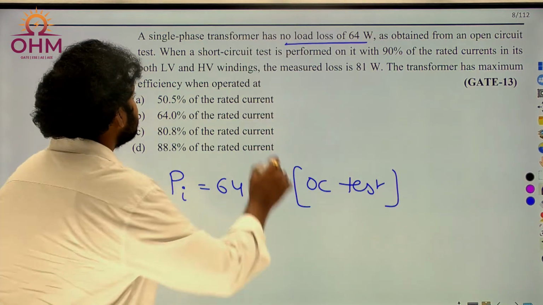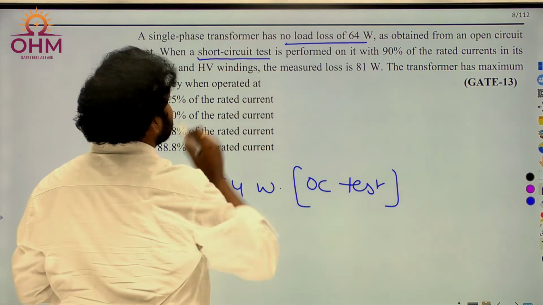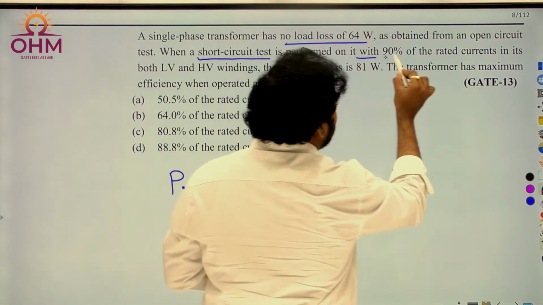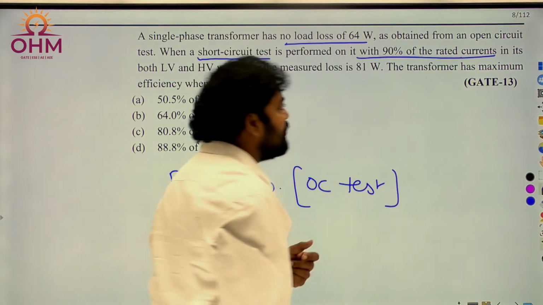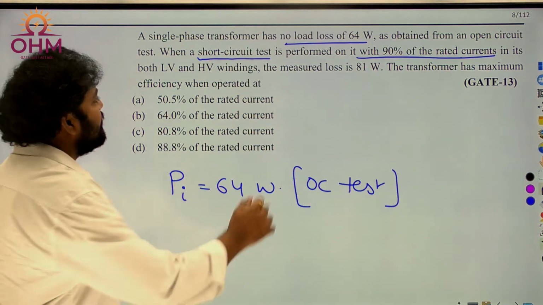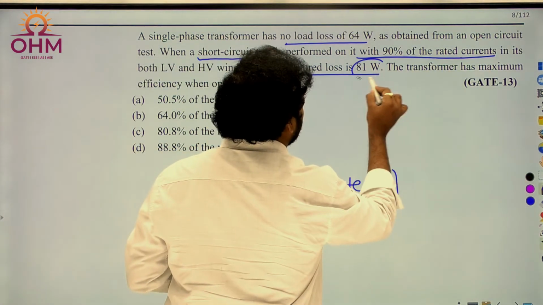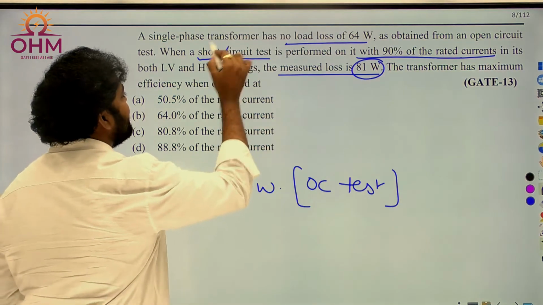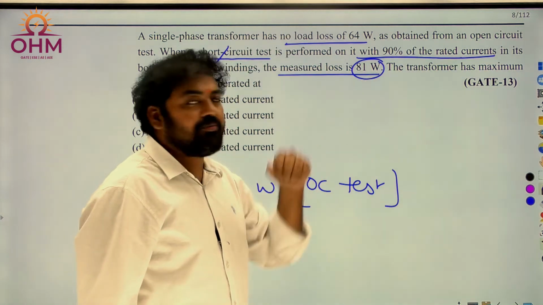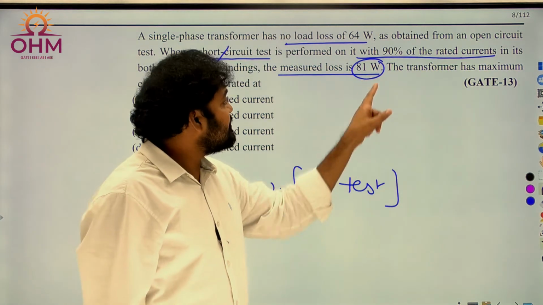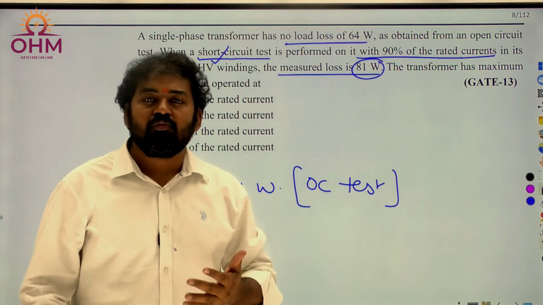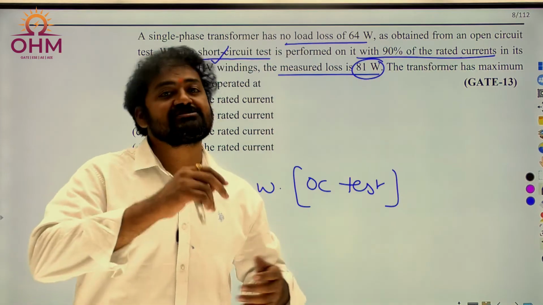The next one is the short circuit test information. See that the short circuit test is performed on this transformer, but with 90% of rated current. It is not 100% of rated current. When current is 90%, the measured loss is 81 watt. First of all, the short circuit test will measure which loss? Copper losses. That means this 81 watt is definitely copper loss, but it is the copper loss measured at 90% of rated current only. But we need the copper loss at 100% of rated current.